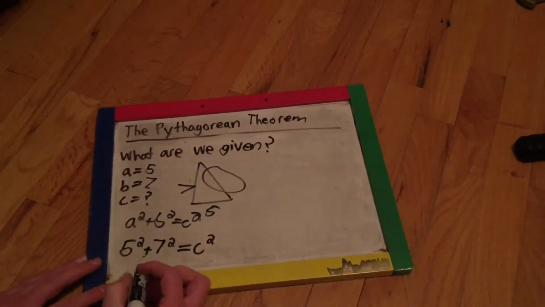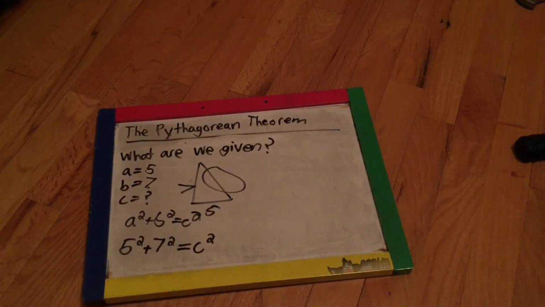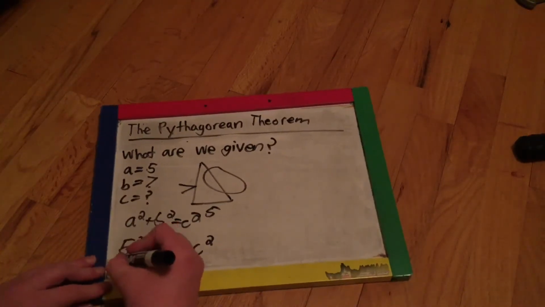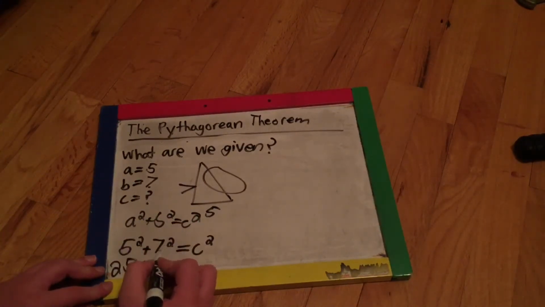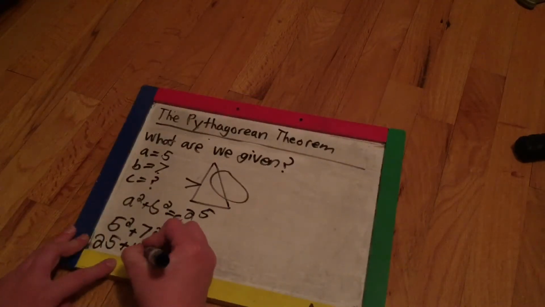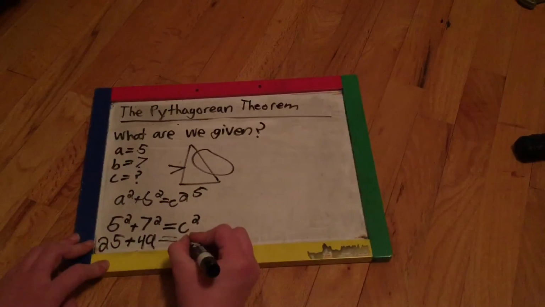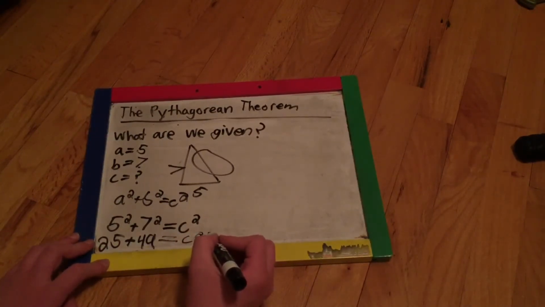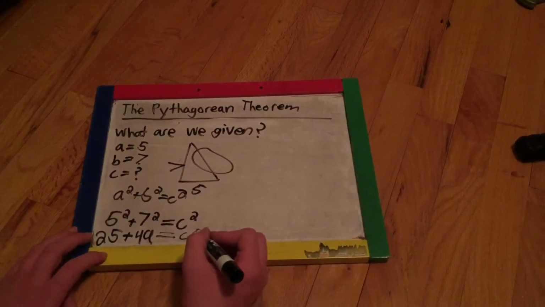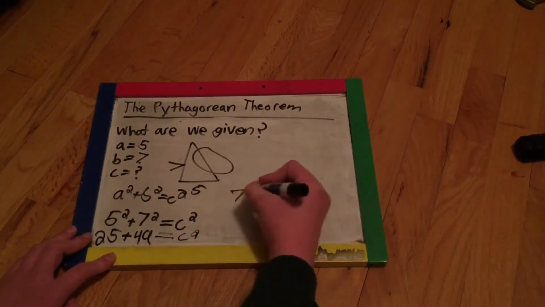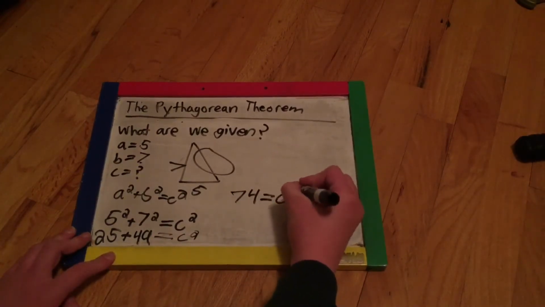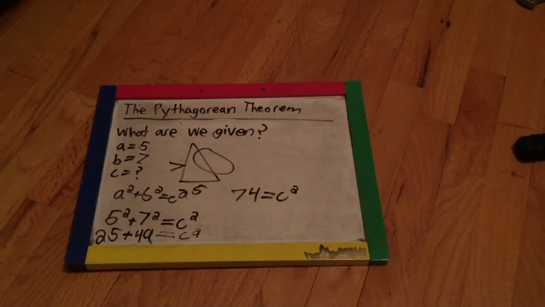So let's simplify this a little bit. We know that 5 squared is 25 because we multiply it by itself. So 5 times 5 is 25, plus the square of 7 is 49. So 25 plus 49 gives us what c squared is. Now we have to add that in our head. We know that 50 plus 25 is 75, minus 1 is 74. So 74 equals c squared. However, we're not done yet. If 74 equals c squared, what is c? We don't want to know c squared, we want to know c.